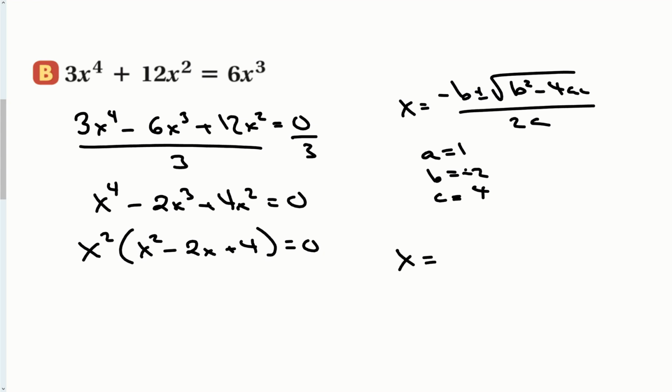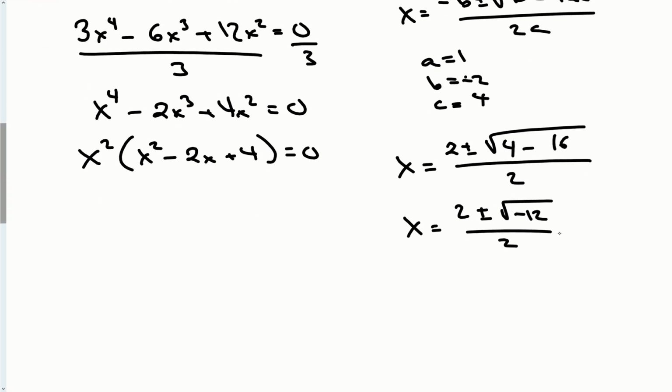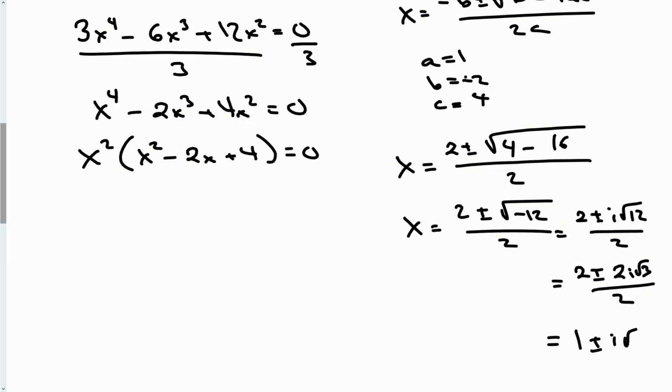So that means x is going to be equal to -(-2), so +2, plus or minus the square root of (-2) squared, which is 4, minus 4 times 1 times 4, which is 16, over 2 times a, which is 2. So we have 2 plus or minus the square root of -12 over 2. The negative comes outside of the radical and turns into an i. And then I can simplify the rest of the radical: the square root of 12 simplifies to 2 square root 3. So it's 2i square root 3 over 2. And all the 2's cancel out to give me 1 plus or minus i radical 3.